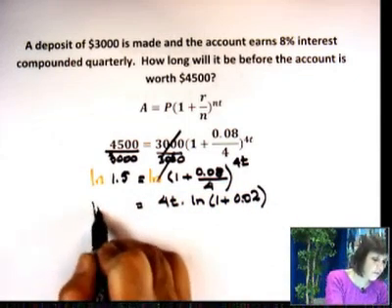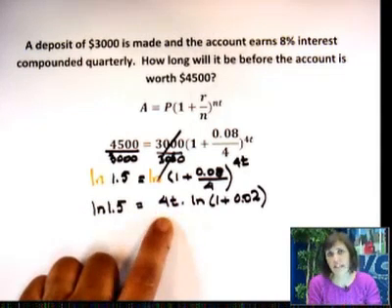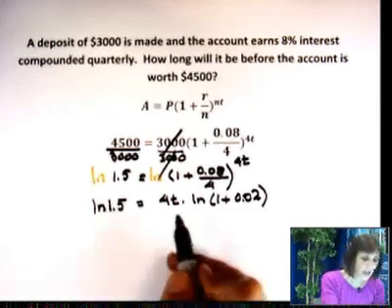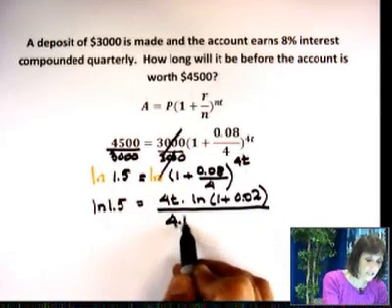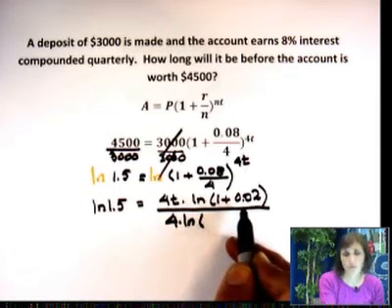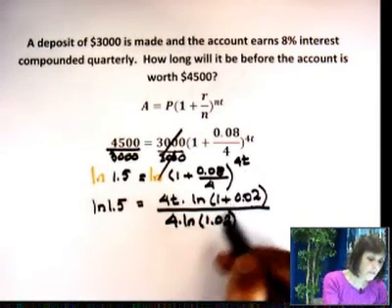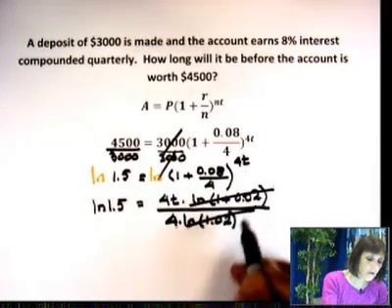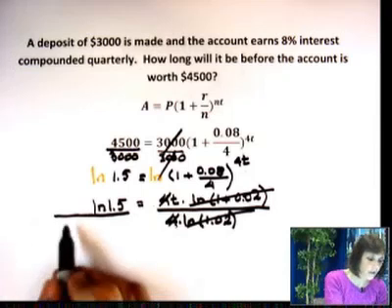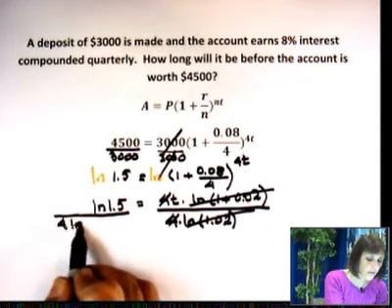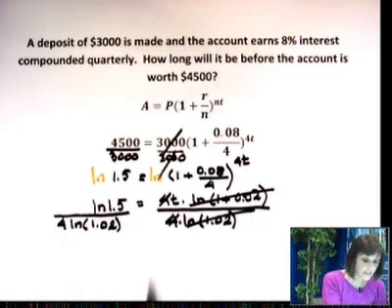And you have ln of 1.5 on the left. Now, I'm supposed to solve for t. So what can I do? I can divide both sides by 4, which is that guy, times ln of 1 plus 0.02 is 1.02. And look what's going to happen. These two will go, and these two will go. But I have to do that on the left-hand side as well. 4 ln of 1.02. And that will give me the t.